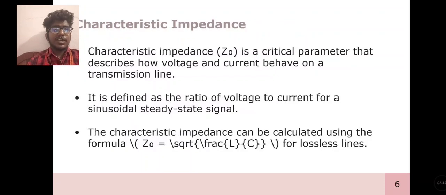Characteristic impedance. Characteristic impedance Z0 is a critical parameter that describes how voltage and current behave on the transmission line. It is defined as the ratio of voltage to current for a sinusoidal steady state signal. The characteristic impedance can be calculated using the formula Z0 equals the square root of L by C for lossless lines.